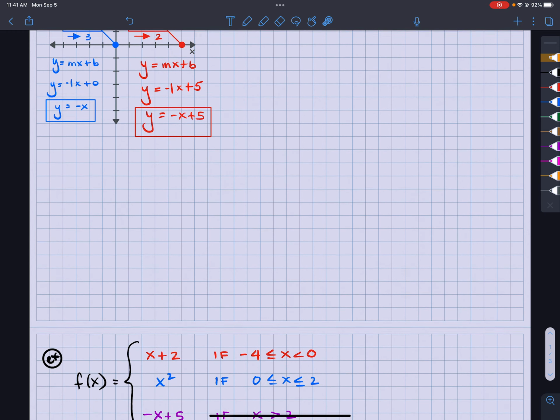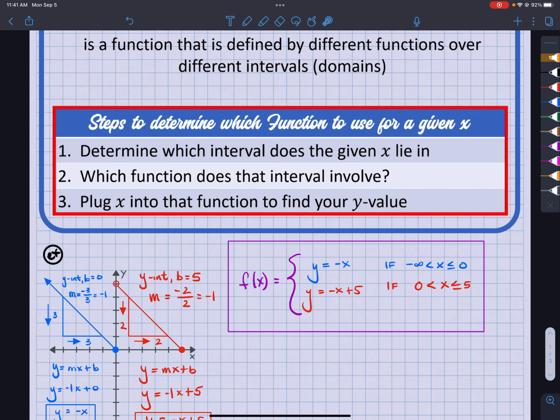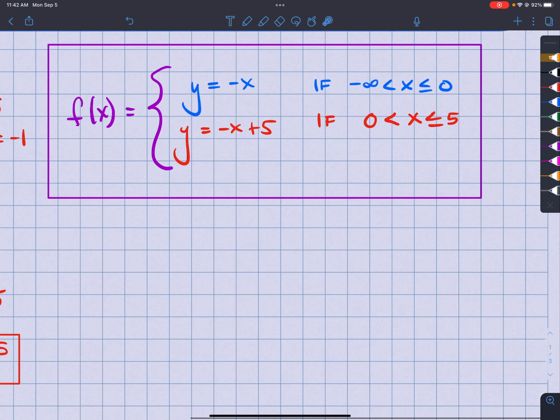Now, based on the steps I gave you here, what is it talking about? So it says, step to determine which function to use for a given x: determine which interval does the given x lie in, which function does that interval involve, plug the x into that function. Okay, so let's say, for example, these are the functions that were given to me as a problem, right? And it says, hey, I want you to find f of 3, right?